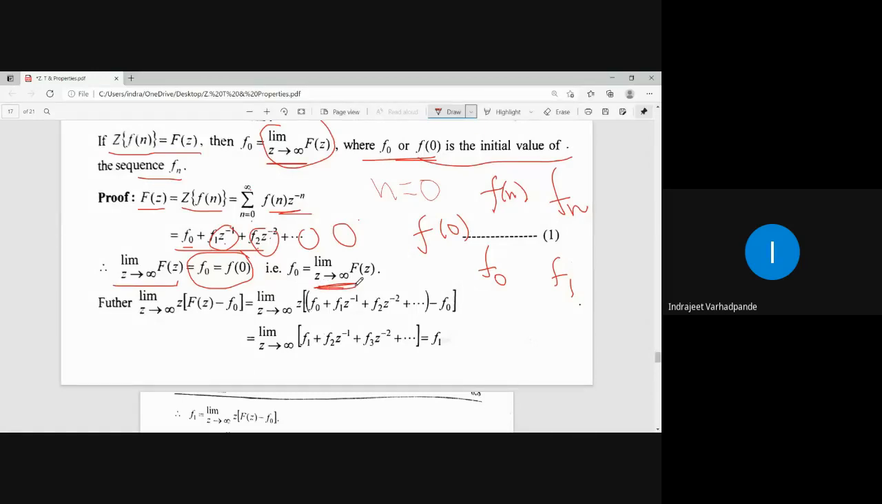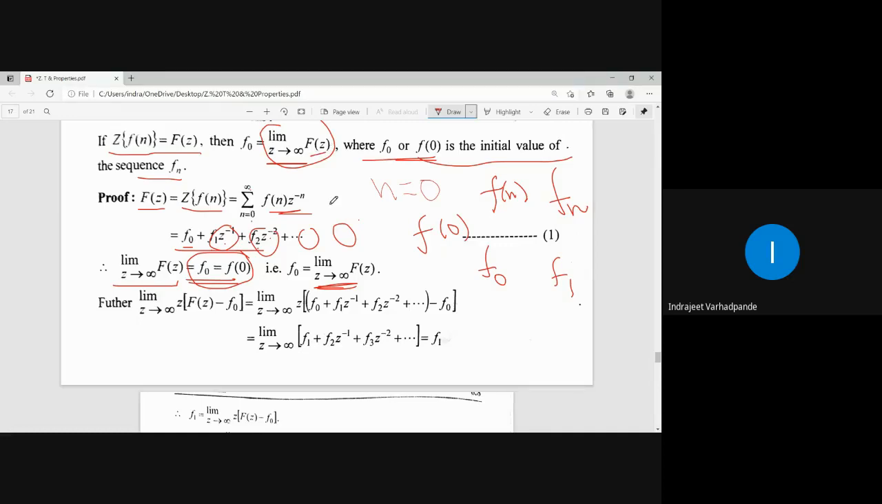Very simple theorem. As per the definition you have to do the expansion, and then in the RHS you apply limit z tending to infinity. When z to the power minus power remains, you will be getting all the terms as answer 0. So what will be the remaining term? Only the first term will be remaining. First term remaining is this, which is nothing but the desired result. So the first initial value of the sequence denoted by f0 is limit z tending to infinity f of z.